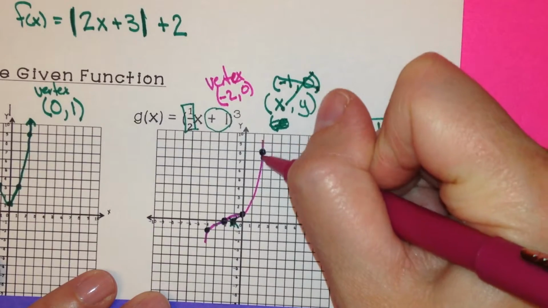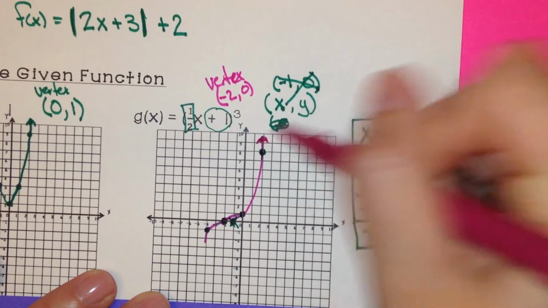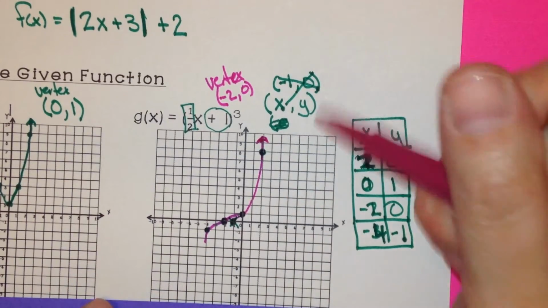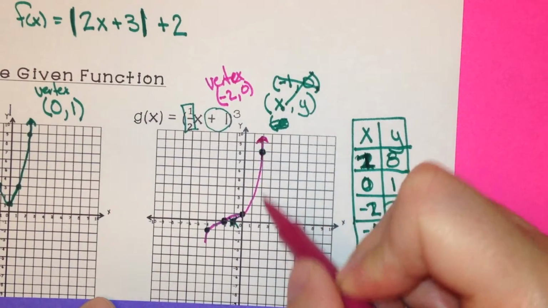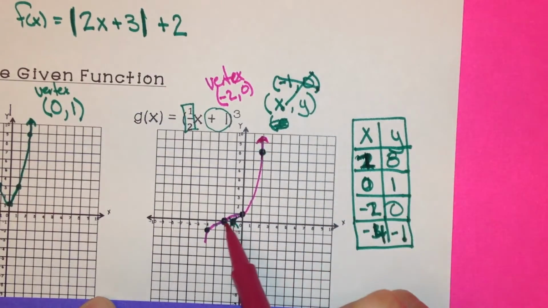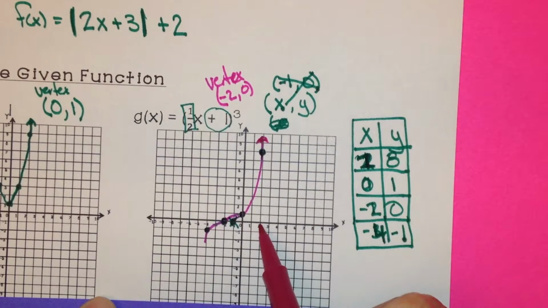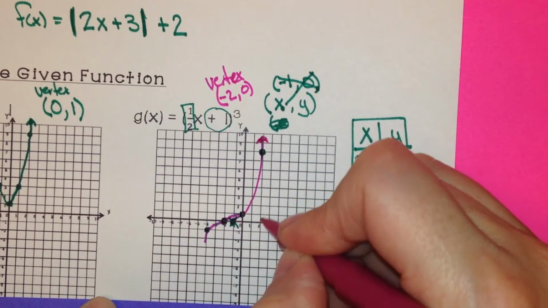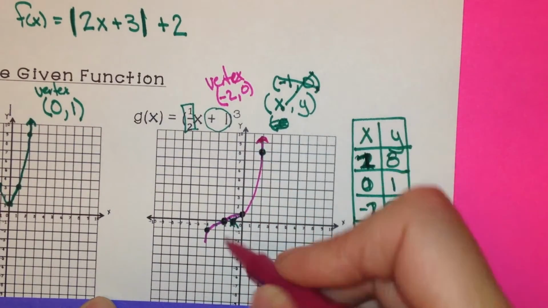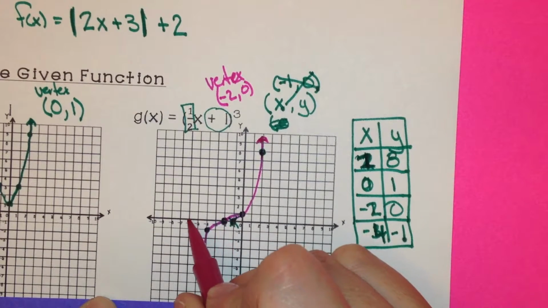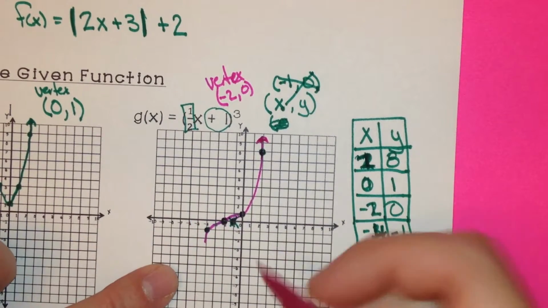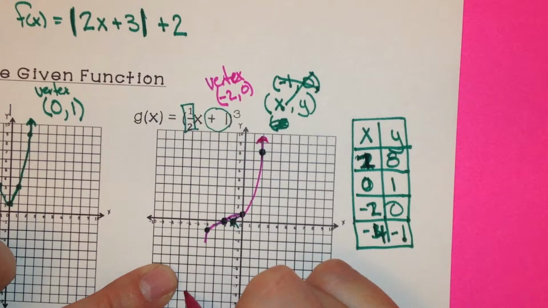And I can identify, because we know how cubics work, that this point that is 1, 2, 3, 4 to the right of our vertex is 8 up, so 1, 2, 3, 4 to the left of the vertex should be 8 down.